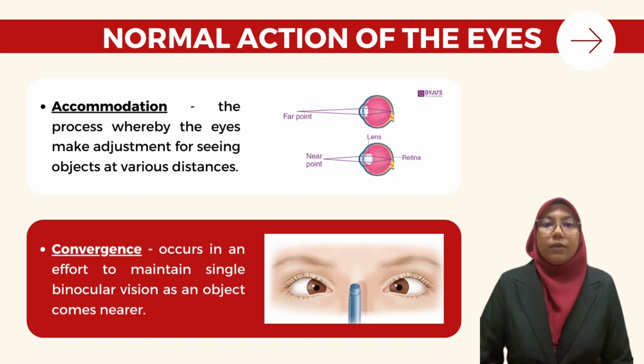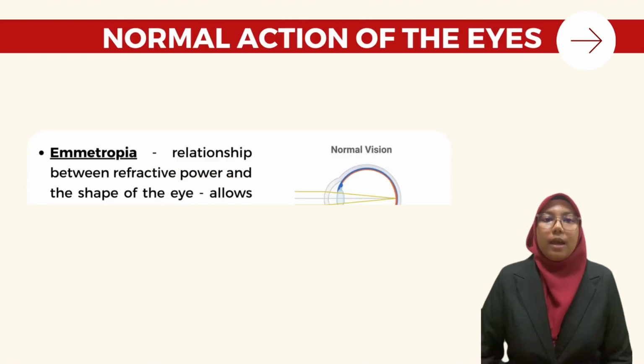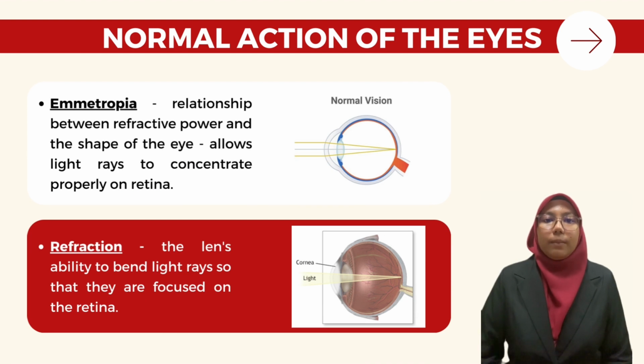Next, the simultaneous inward movement of both eyes towards one another is known as convergence. This occurs in an effort to maintain single binocular vision as an object comes nearer. Ametropia is the normal relationship between the refractive power of the eye and the shape of the eye that allows light rays to concentrate properly on the retina.